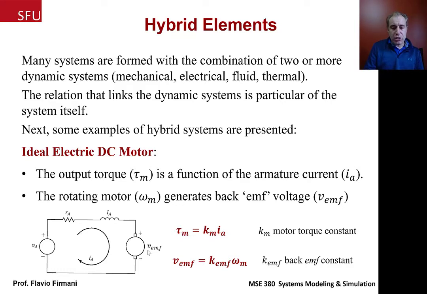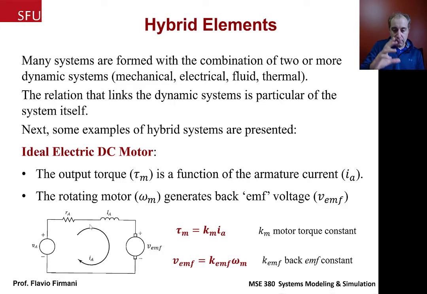Now, the relationships that we're going to have are as follows. For the torque, the torque being applied at the rotor of the motor is going to be equal to Km, where Km is a constant related to the motor torque, times the current. And the current is the current of the armature that we have in our circuit.